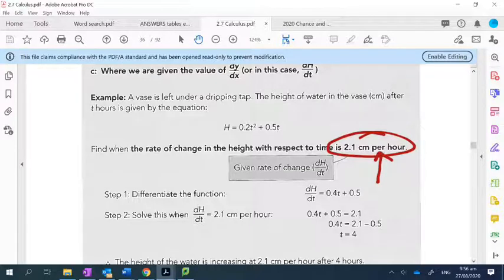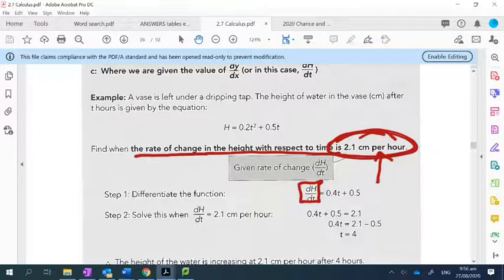What is it asking for? Let's find out. It says find when the rate of change in the height with respect to time is 2.1. We know how much it's changing, but we don't know the height and we don't know the time. So that's what we're going to be looking for. The rate of change is 2.1 centimeters per hour, so we are going to put that in place of the derivative of the function. Because rate of change is a derivative, right?